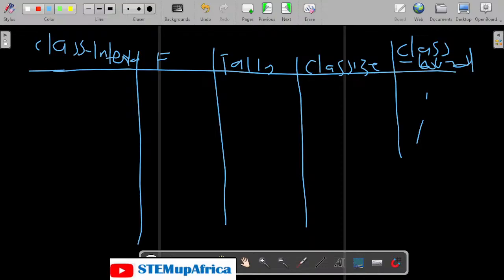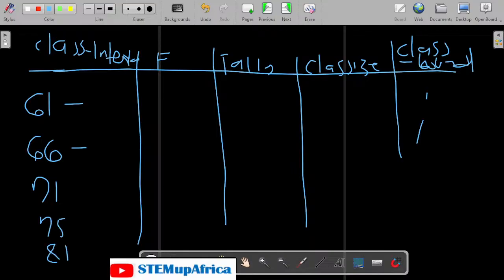The same process, but this time around we are using an interval of 5. The first number is also 61. So I will add 5 to it to give me 66. I will add 5 to give me 71. I will add 5, 76. I will add 5, 81. So this one will be shorter than the first because the interval is large.